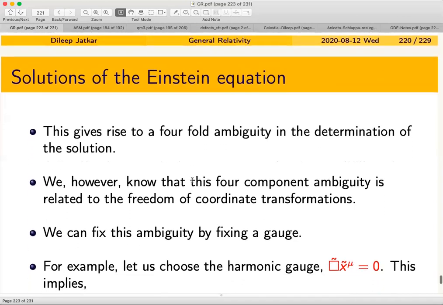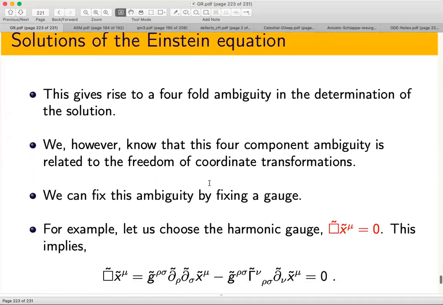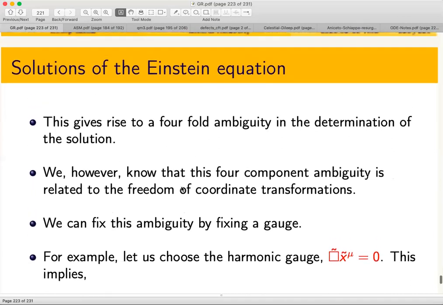So one could choose a gauge so that... Sir, yes, sir, when we work in a frame in which Christoffel symbols vanish, there should be a six-fold ambiguity, right? Because we can also do rotations.